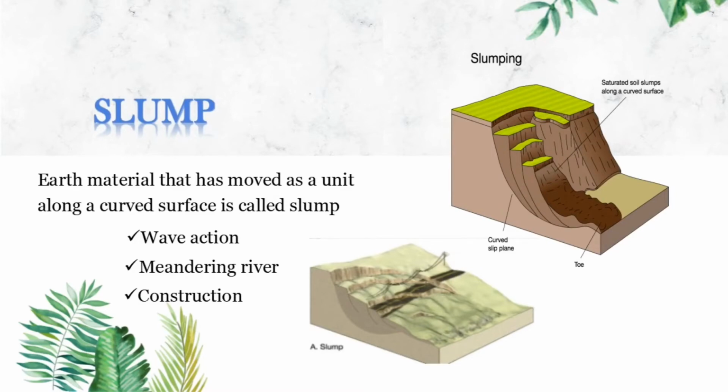Slump. Earth material that has moved as a unit along a curved surface is called slump. A slumped mass of sediment is typically clay-rich. Slump usually results when the geometrical stability of a slope is compromised by the undercutting of its base, such as by wave action, a meandering river, or construction.